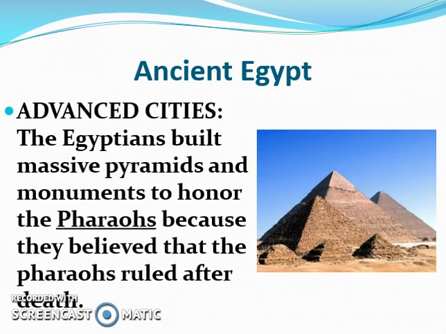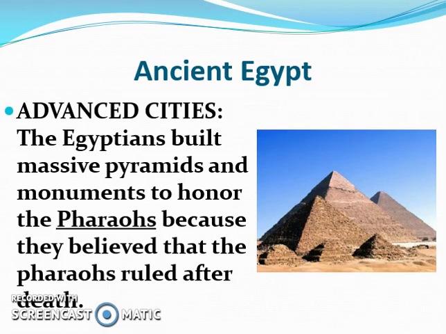The cities in ancient Egypt are going to include very large pyramids and monuments. These pyramids are probably what you're most familiar with when you think of ancient Egypt today. They are very, very popular in today's culture. And what they were meant to do was honor the pharaohs. A pharaoh was a religious and political leader in ancient Egypt.